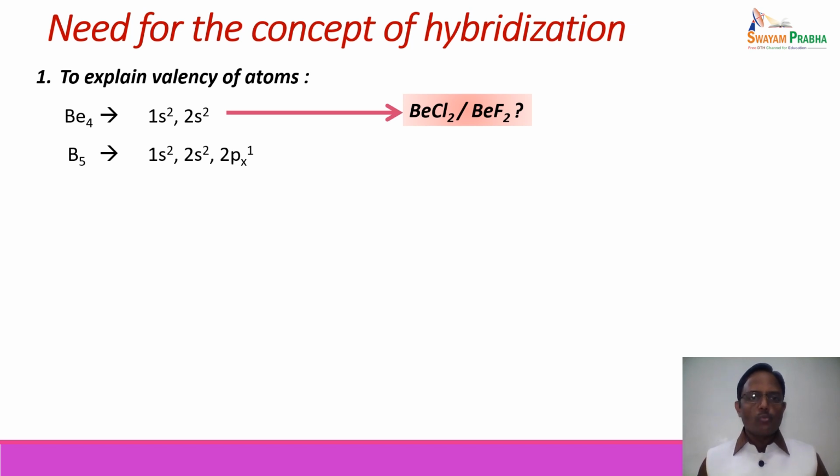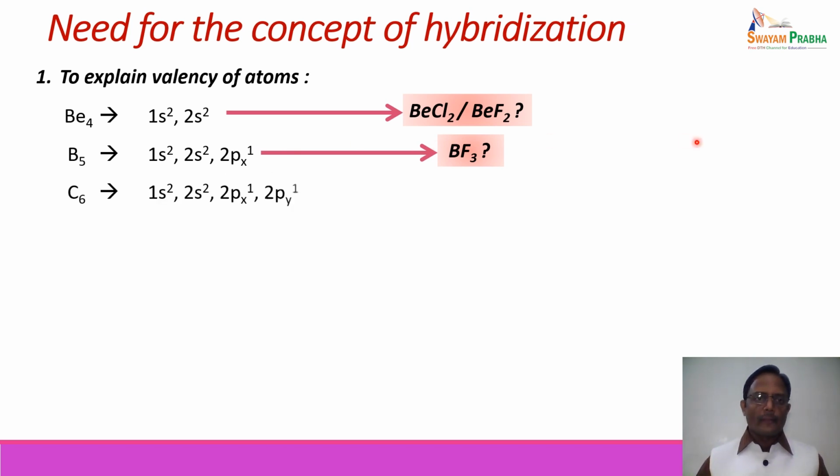Second example is boron. Boron has atomic number 5, and electronic configuration is 1s2, 2s2, 2px1. If we see this carefully, it has only one unpaired electron in the 2px orbital, and so it can form only one bond. But actually most of the compounds of boron show trivalency, for example BF3. How the BF3 molecule is formed if there is only one unpaired electron cannot be explained unless and until we consider the concept of hybridization.